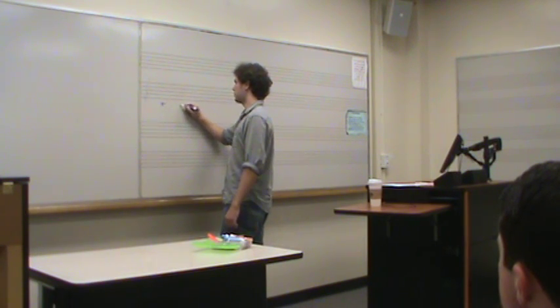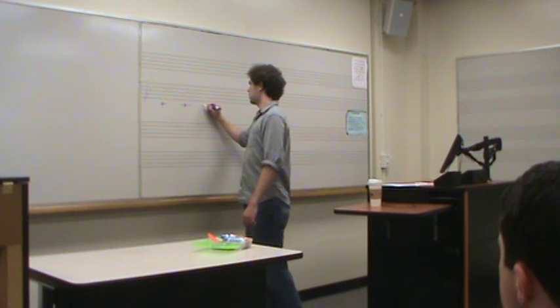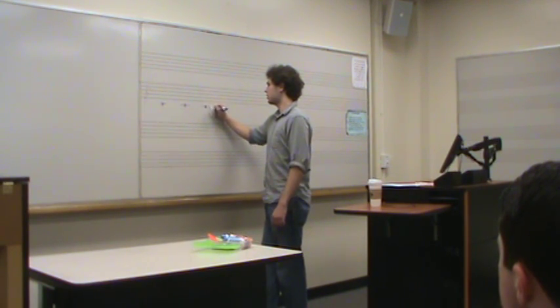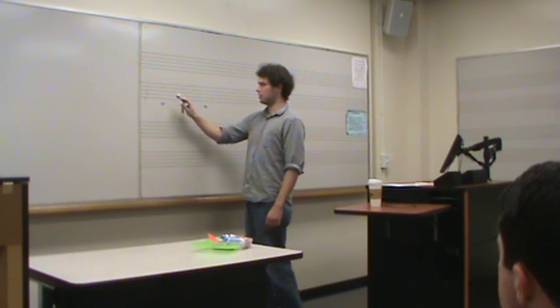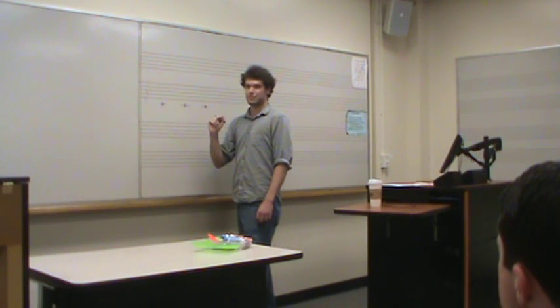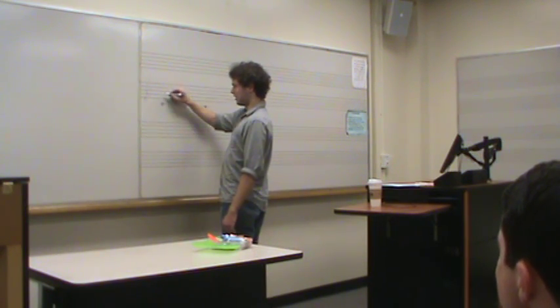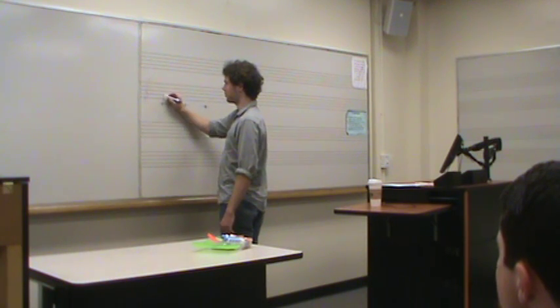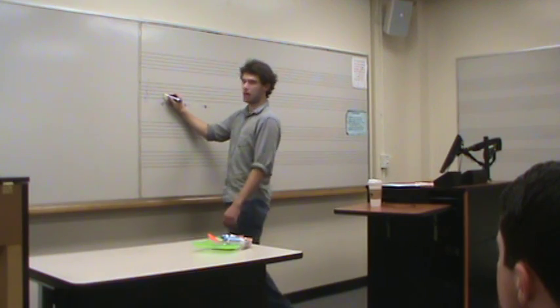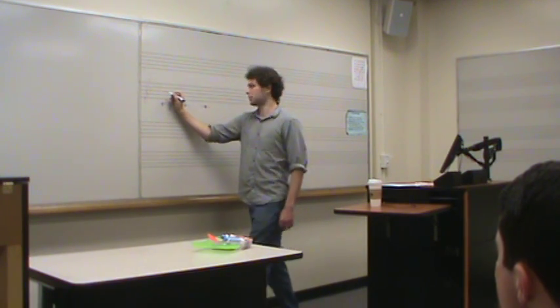You stack them differently. And then you go to the fifth, which in C major is G. Okay? Then you split the fifth, which is a little bit weird. So what is a half step up from G? A flat. G sharp.